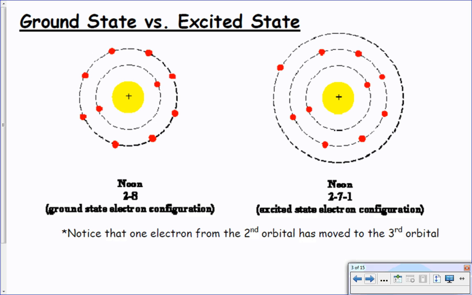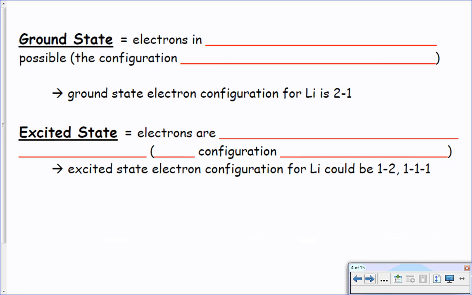Neon has 8 valence electrons and 2 kernel electrons for 10 total. And so I have 2 in the first shell and 8 in the second shell. Well, if I give one of these electrons that was here enough energy, up he goes to here, and now I am excited. And you'll find that it is just for a nanosecond or two.